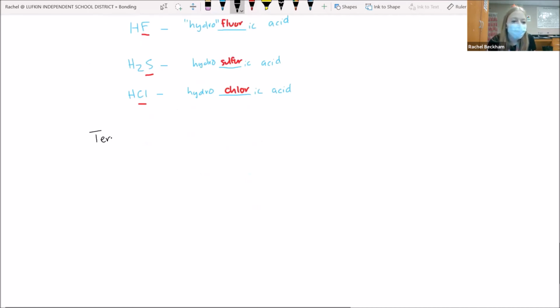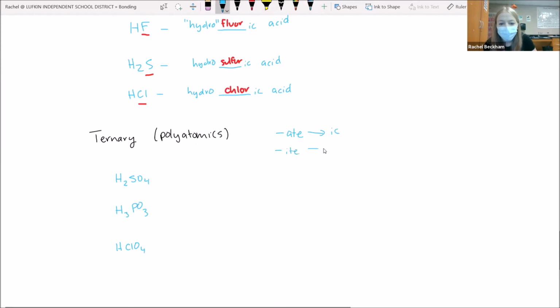Ternary, it's not too bad either, but you have to remember a little bit of extra stuff. Okay, so this is polyatomics. So if you had H2SO4, H3PO3, HClO4. Okay. First of all, let me put the rules up here. So if your polyatomic ends in ate, you change it to ic. And if it ends in ite, you change it to ous, acid, right?